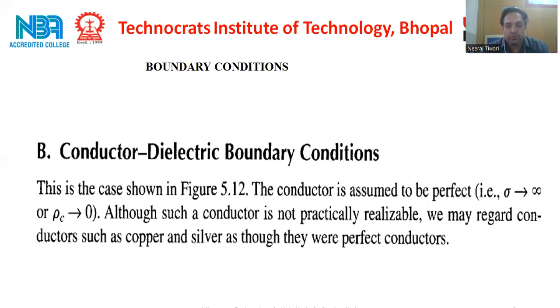As we know, electric field intensity does not exist inside the conducting material. This is a punchline; you can commit it to memory. Here we will talk about a perfect conductor, that means silver and copper, where conductivity goes to infinite and resistivity goes to zero.